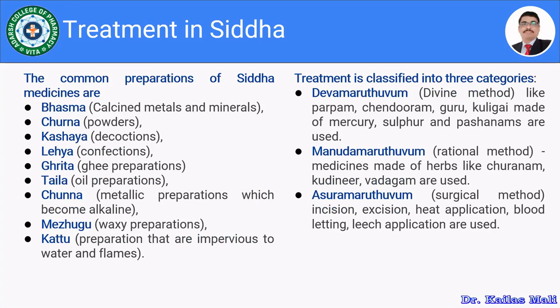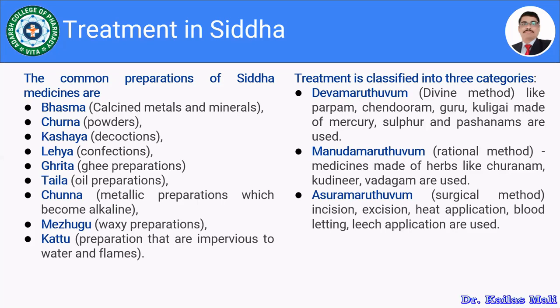Furthermore, let us see the common preparations which are used in the Siddha system of medicine. There are so many preparations. I have listed a few of them: Bhasma, Churna, Kashaya, Leha, Grita, Taila, Chuna, Mezugu, and Kattu. The very first one is Bhasma.